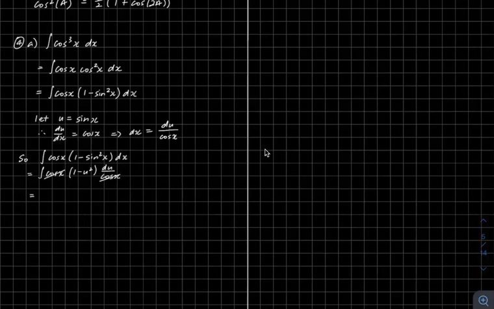So the integral of 1 minus u squared du, well, the integral of 1 with respect to u is u, the integral of u squared with respect to u is u cubed over 3 plus c, and subbing back in sine x for u, we would have sine x minus 1/3 sine cubed x plus c. So there we've combined our two techniques together, but right at the start we couldn't have done that with a change of variable, so we needed to use a trig identity there.